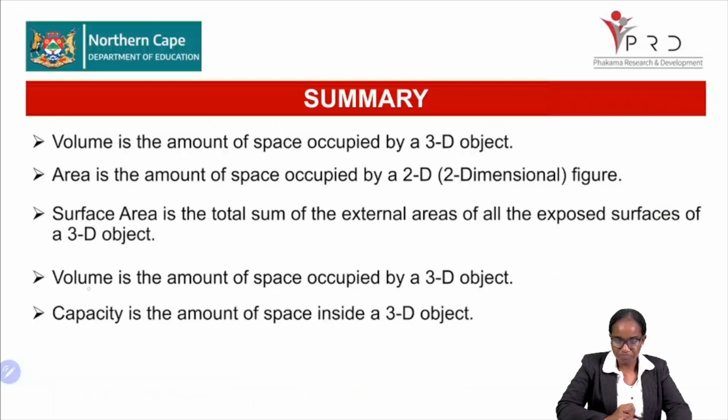Then the volume is the amount of space occupied by a 3D object. Like we talked about the volume of a cube, the volume of a cylinder, the volume of something that can be occupied inside that shape. Then the capacity is the amount of space inside a 3D object. And we said capacity is usually related to liquids, and it's measured in milliliters, liters, kiloliters, right?